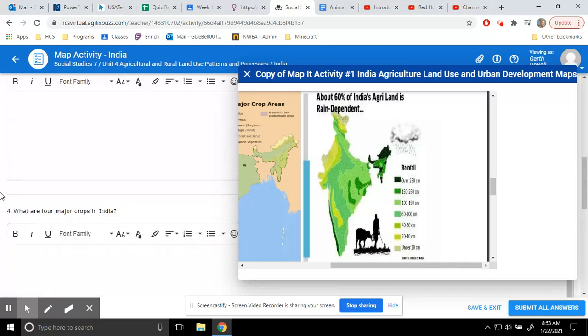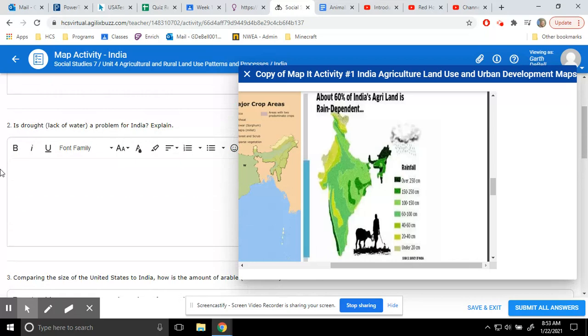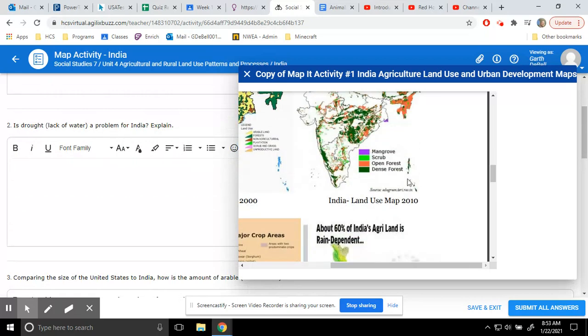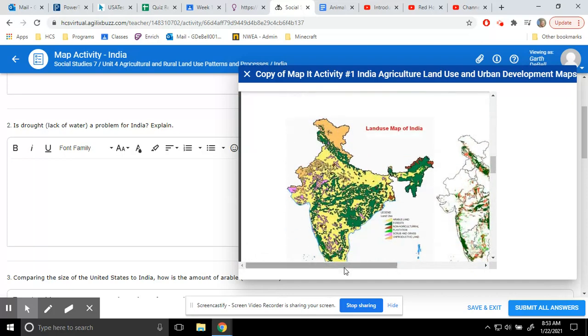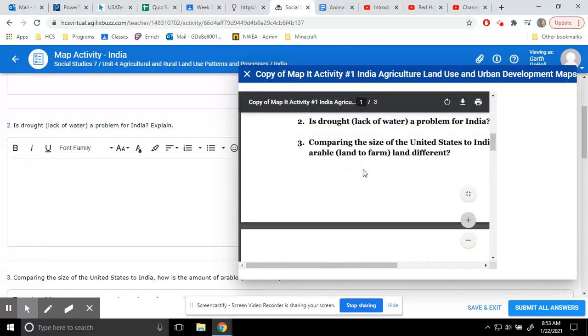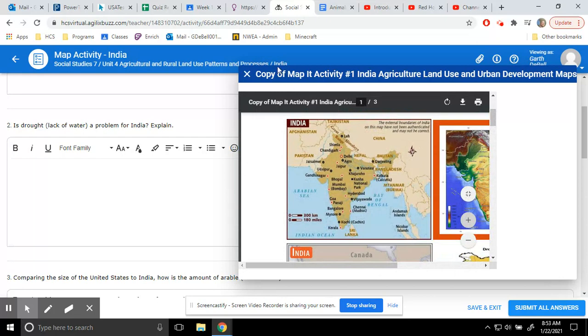But anyway, that is the map activity. This one's not too bad. It's just very basic map use. Some of the stuff you really only have to glance at the map to get the question. So that's not a bad activity.